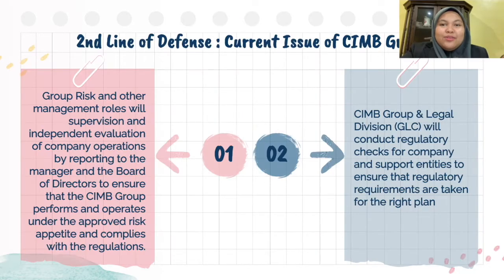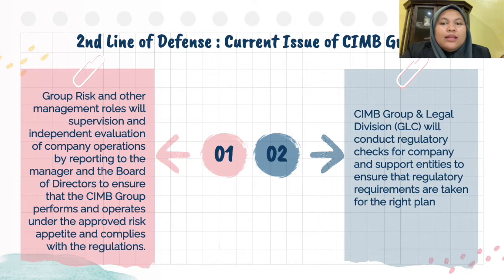Now we are going to proceed with the roles and the steps that have been taken by the second line of defense in the CIMB Group in order to overcome their current issue. First, the group risk and other management roles in the second line of defense include supervision and independent evaluation of the company's operation by reporting to the managers and the board of directors, in order to ensure that the CIMB Group performs and operates under the approved risk appetite and complies with the regulation. The committee will ensure that the plan taken in the first line of defense will be effective and will give frequent updates to the BOD.